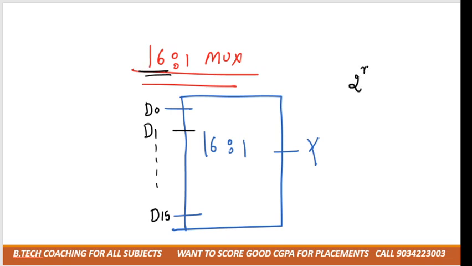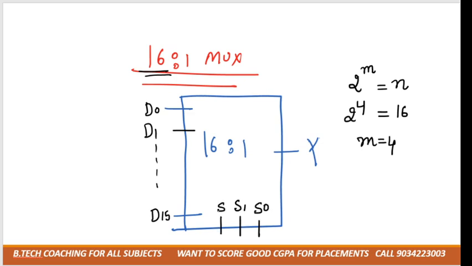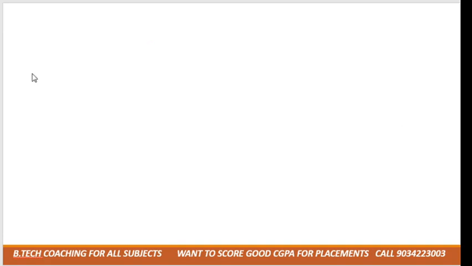I told you the formula: 2 raised to the power m is equal to n. Here n is 16, so 2 raised to the power 4, so m is equal to 4. So we have 4 select lines: one is S0, another is S1, then S2, and then S3. So we have to draw the truth table for this.